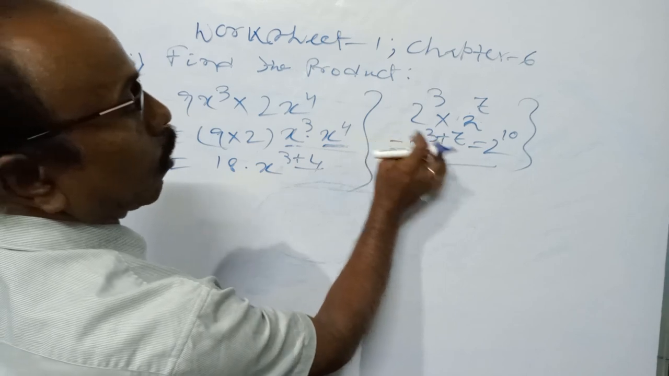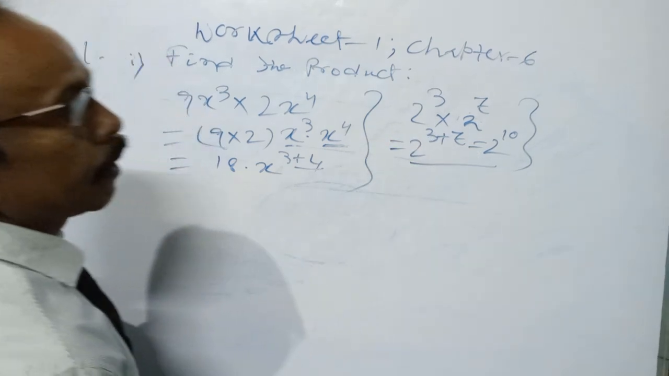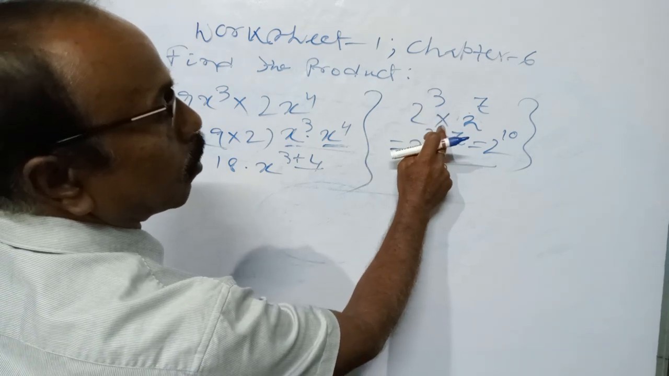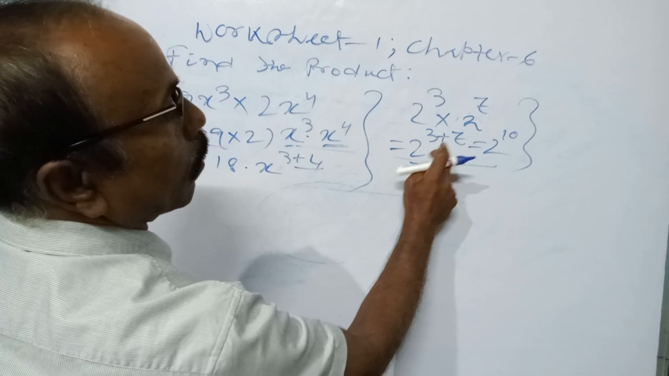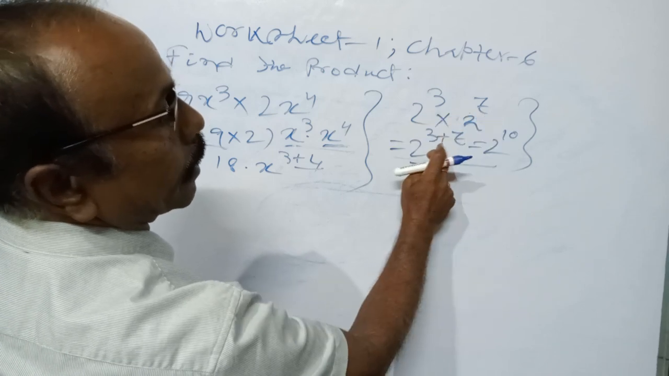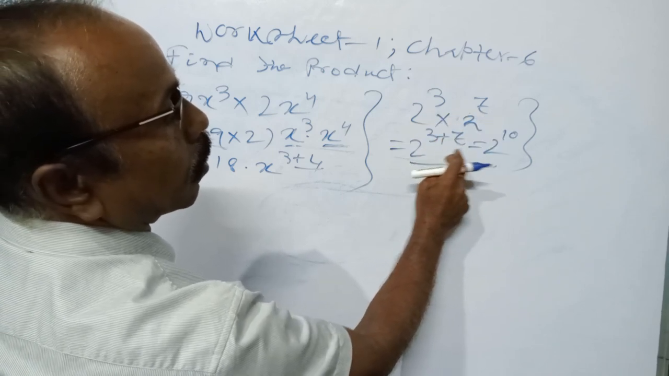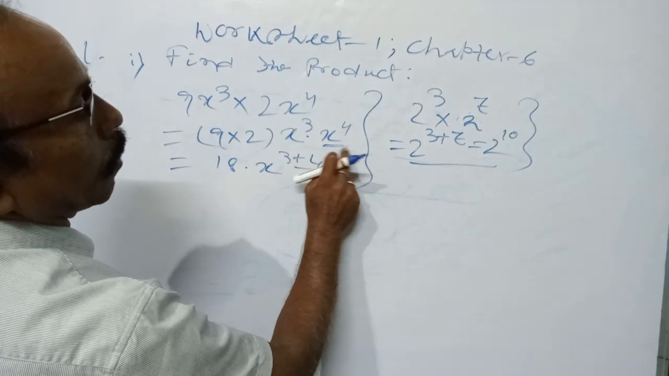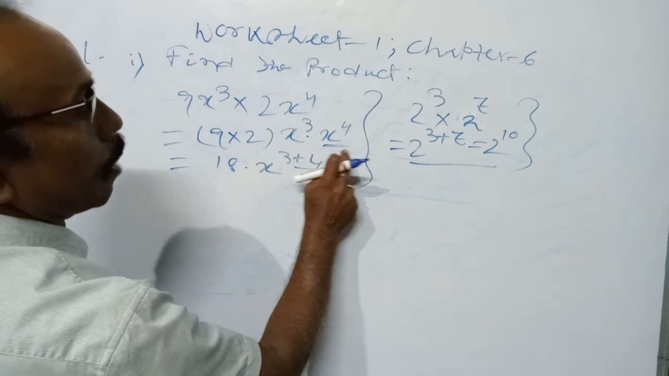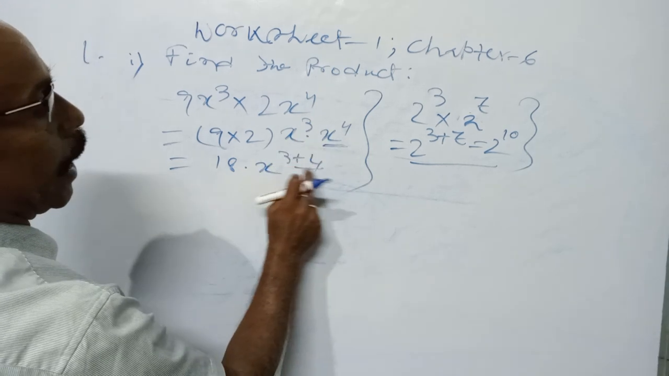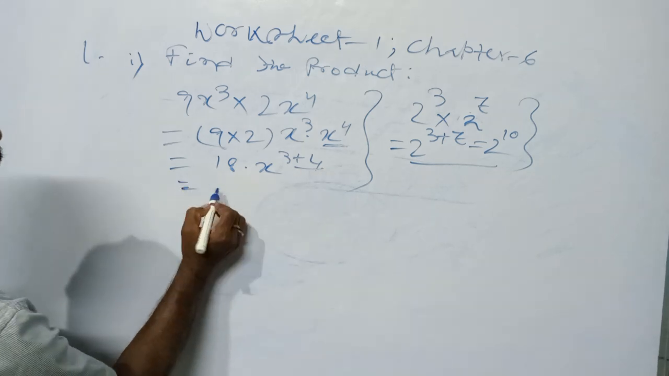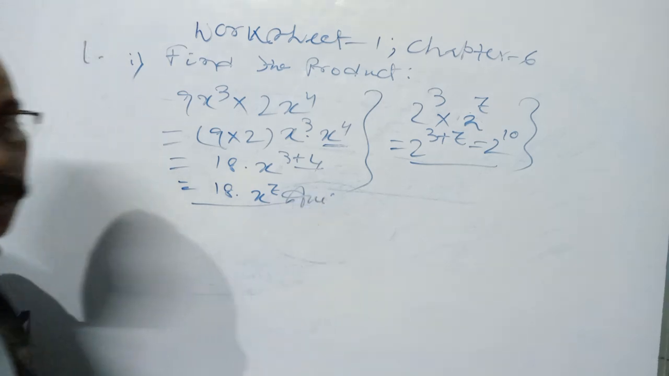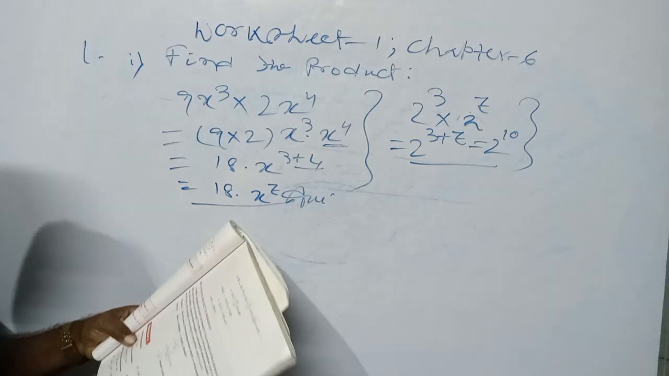Power and exponent chapter, we also do this very easily. You must remember it in your mind. 2 to the power 3 into 2 to the power 7: whenever it is a multiplication case, the power will be added. 2 to the power 3 plus 7, 2 to the power 10. Similarly, as it is the same algebraic term, when we multiply, the power will be added. You see, it is 18 into x to the power 7. It will be the required answer. Am I clear?